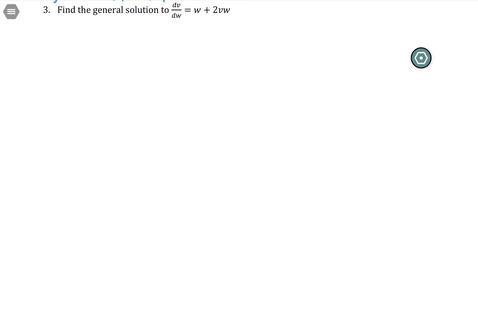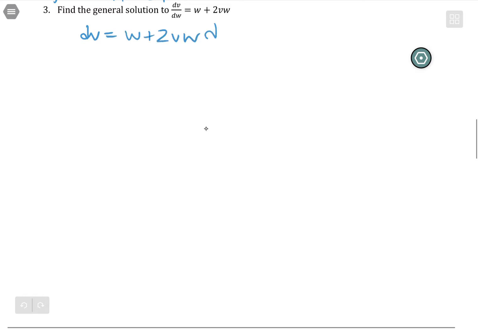All right, let's look at another one. I want to make sure I mix in some other variables. They don't have to be x and y, and we should be comfortable with that still. So dv is equal to w plus 2vw dw, just moving the dw over to that side. And then I would like to separate in a way that leaves w's on the right and moves v's to the left. And that's actually not trivial right now.